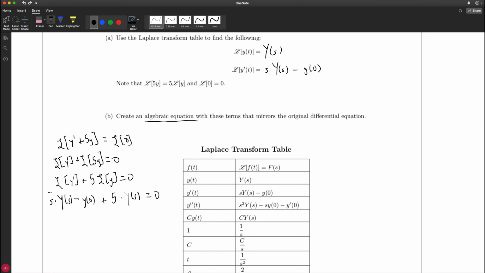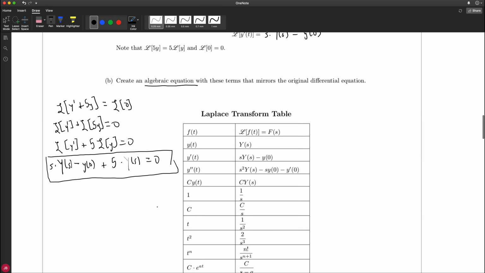All right, so this is an algebraic equation. Notice there are no derivatives. I just have a single variable, and Y is just a function of that variable. So this is indeed an algebraic equation. So let's turn the page and solve this algebraic equation for Y of s.